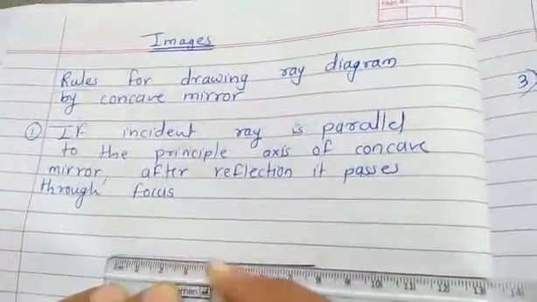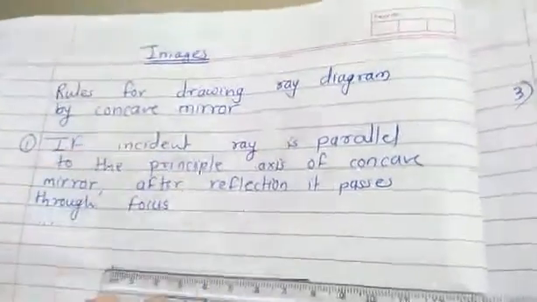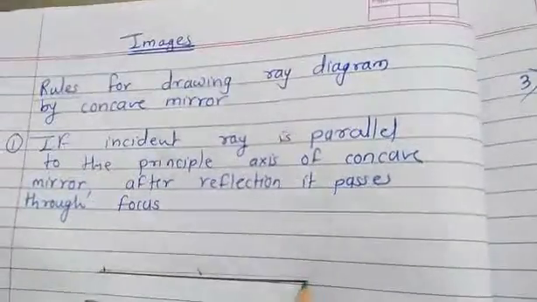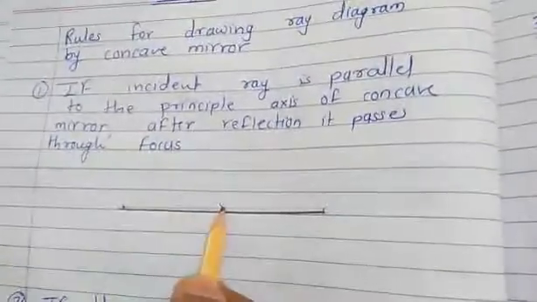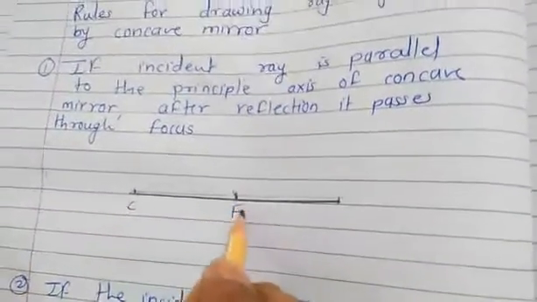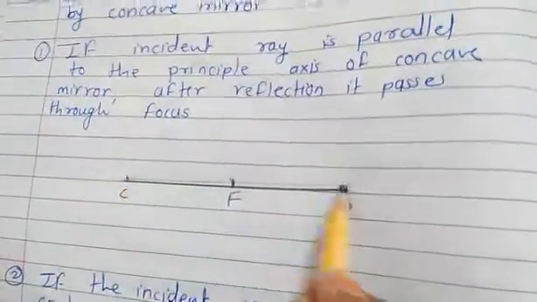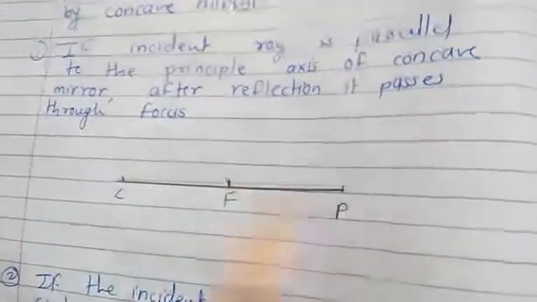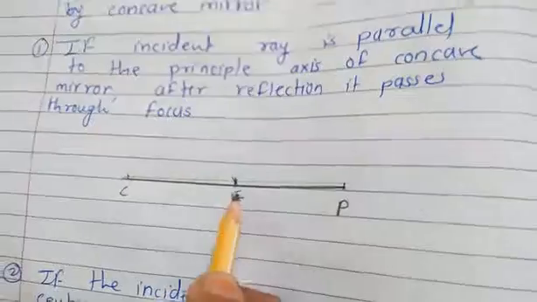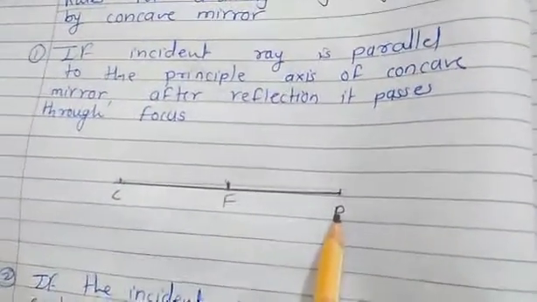So here I have drawn a line segment of 8 centimeter where I mark 0, 4 and 8. This is the marking on 0, 4, 8, and this is labeled as C, this is labeled as F, and this is labeled as P. 8 centimeter line, 0, 4, 8 marking, and labeled as C, F, P. C means center of curvature, F means focus, and P means pole.